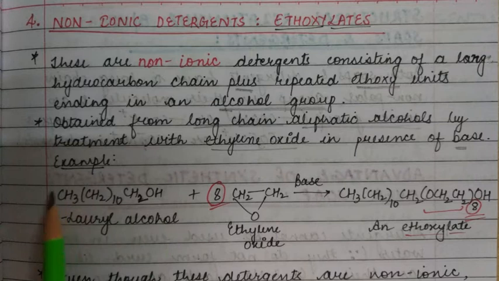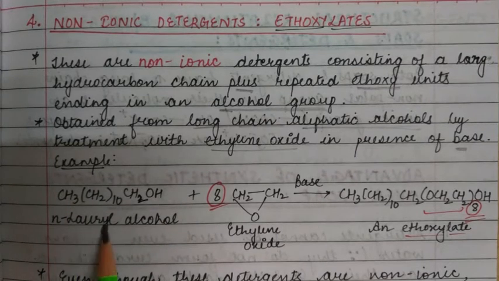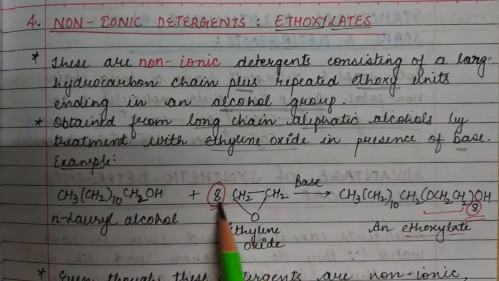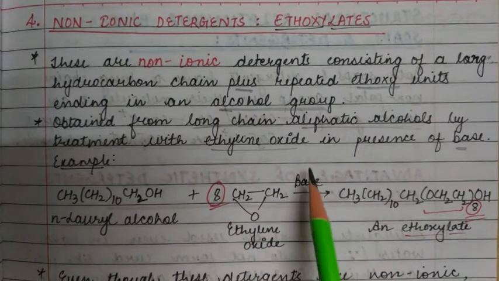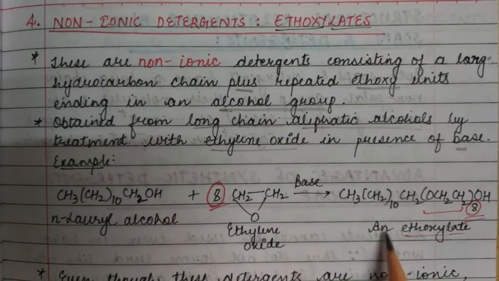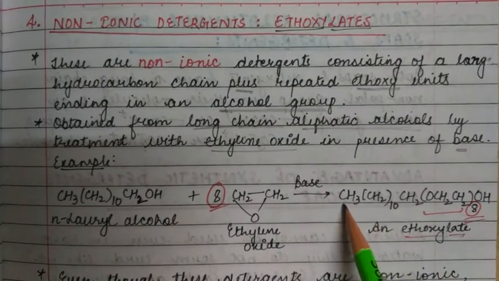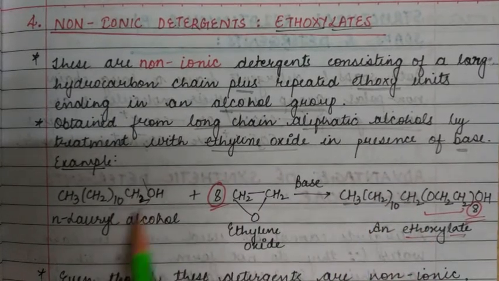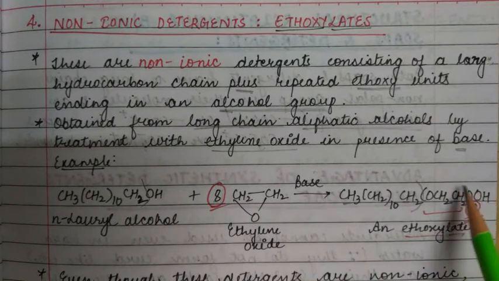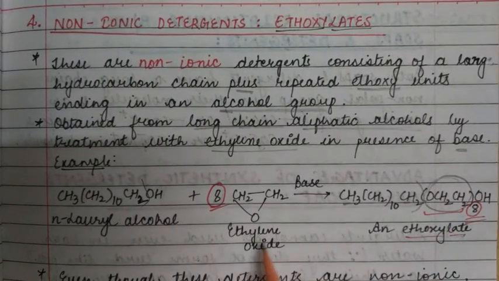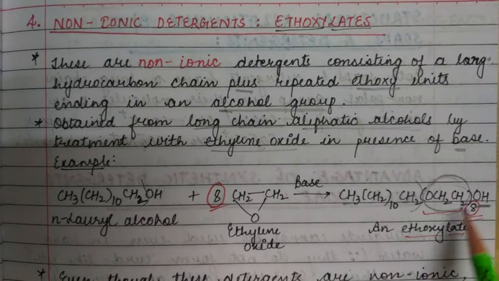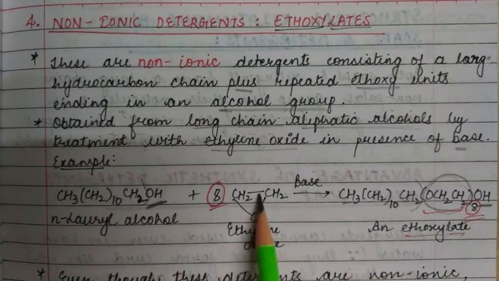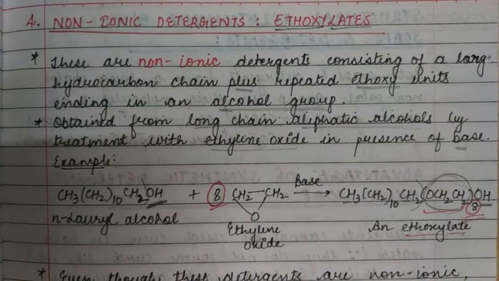For example, this is a long chain alcohol, n-lauryl alcohol, with 12 carbon atoms. We treated it with 8 molecules of ethylene oxide in the presence of a base, and an ethoxylate is formed here. That means 10 carbons here, 1 here. This is as it is till here, and this ethylene oxide is added here, and OH same like this. These 8 molecules get attached here, right?